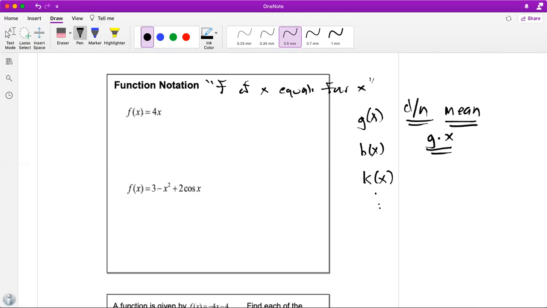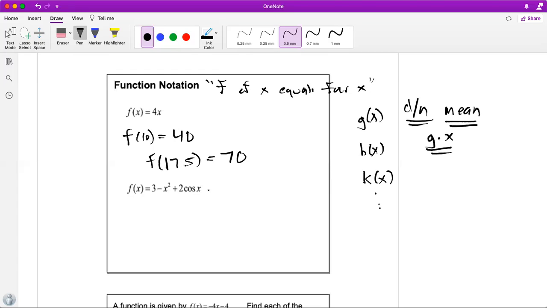F of x equals 4x means like whatever is in here, whatever the input is, the function is going to multiply it by 4. So if I said, well, what's f of 10? Well, that means whatever is in here gets multiplied by 4, so f of 10 is 40. If I say, what's f of 17.5? Well, that's 17.5 times 4. 17 times 4 is 68, and then plus a half is 70, right? I think I did that right. Yeah, 70. But whatever it is, multiply it by 4. It doesn't matter what's in here. Always gets multiplied by 4.